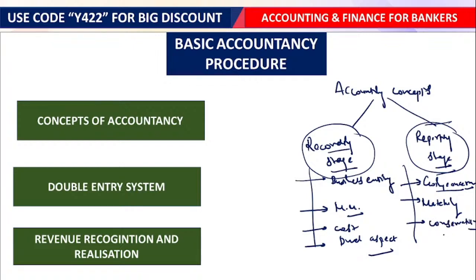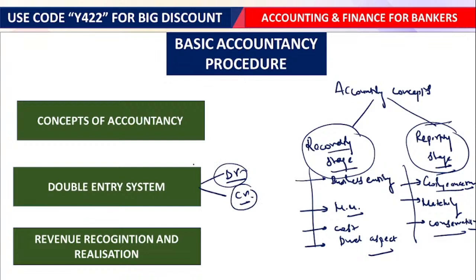And these are the main accounting concepts that you have to understand in this particular chapter in the basic accountancy procedure. After that, you have to understand what a double entry system is and how we make the entries based on the double entry system, like every debit has its credit entry itself.